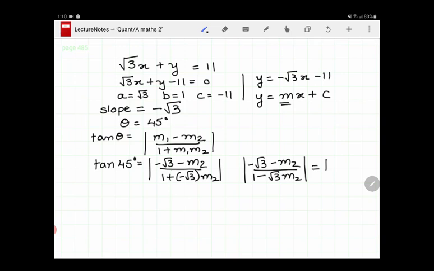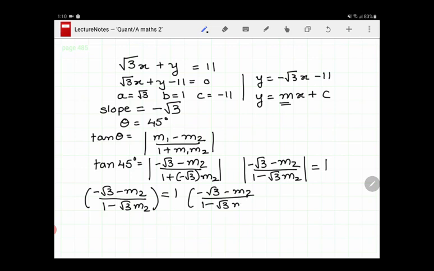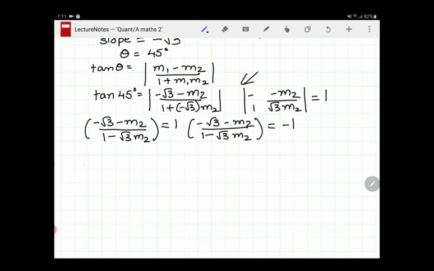So I can say that minus root 3 minus m2 upon 1 minus root 3 into m2 is equal to 1, or minus root 3 minus m2 upon 1 minus root 3 into m2 is equal to minus 1. Again, guys, remember, because of the modulus value, I have to equate it to plus and minus values both. So solving this equation, what do we get? So here we get minus root 3 minus m2 is equal to 1 minus root 3 m2.